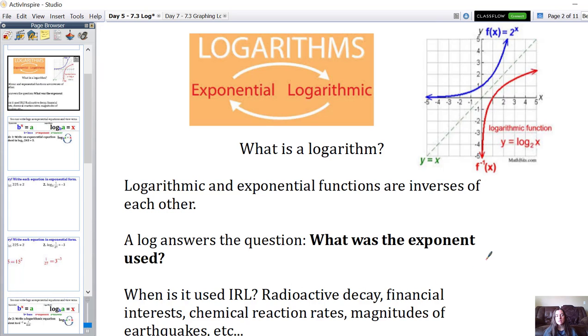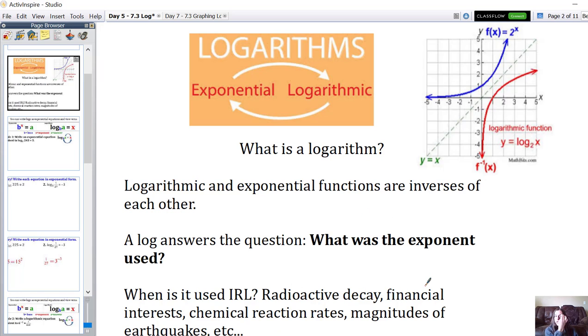Now we're going to cover a new concept called a logarithm. Logarithms and exponential functions are inverses of each other. So the point of a logarithm is to answer the question, what exponent was used? The thing that you always need to keep in mind with logarithms is that they are equal to exponents. A log is equal to an exponent.